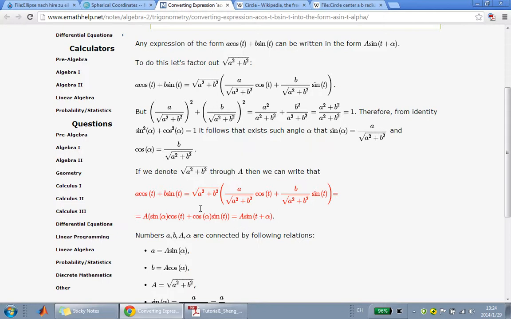Then, after converting the original function of t into this form, it's easy to get the minimum value or maximum value of it, because the range of sine t plus alpha is negative 1 to 1. Therefore, for this function of t, the maximum value is square root of a squared plus b squared. The minimum value of it is negative square root of a squared plus b squared.